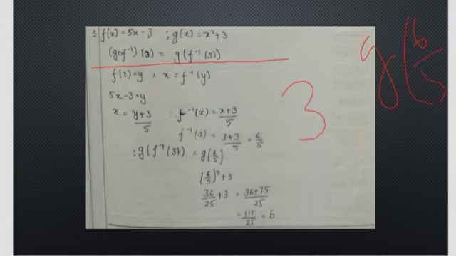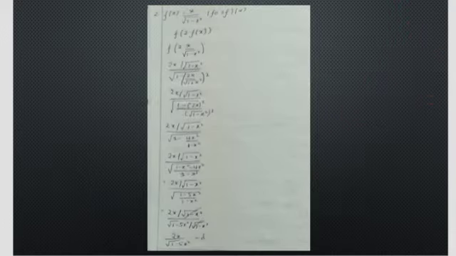6 by 5 square plus 3, then 36 by 25 plus 3, then 36 plus 75 by 25, that is nothing but 111 by 25. Option B. Now the second question also we will discuss. The second question is also same like the sixth question, so you can see and understand.